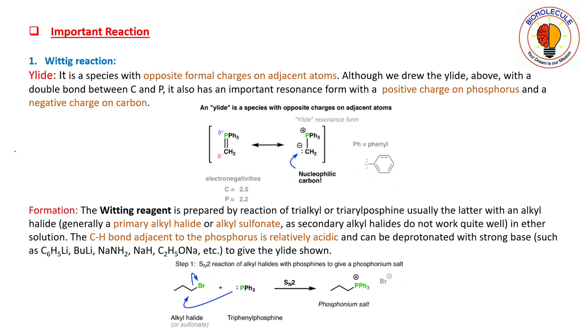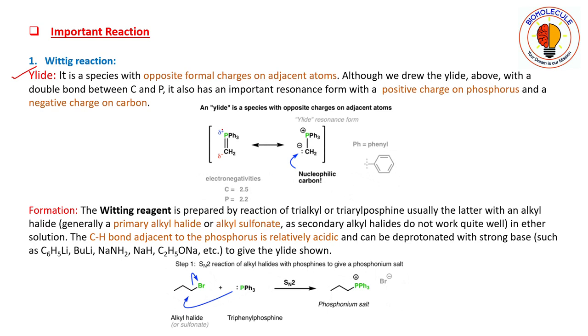So before we dive into the Wittig reaction, I would like to explain some topics. Okay, so the first one is the ylide. So what are ylides? Ylides are species with opposite formal charges on adjacent atoms.